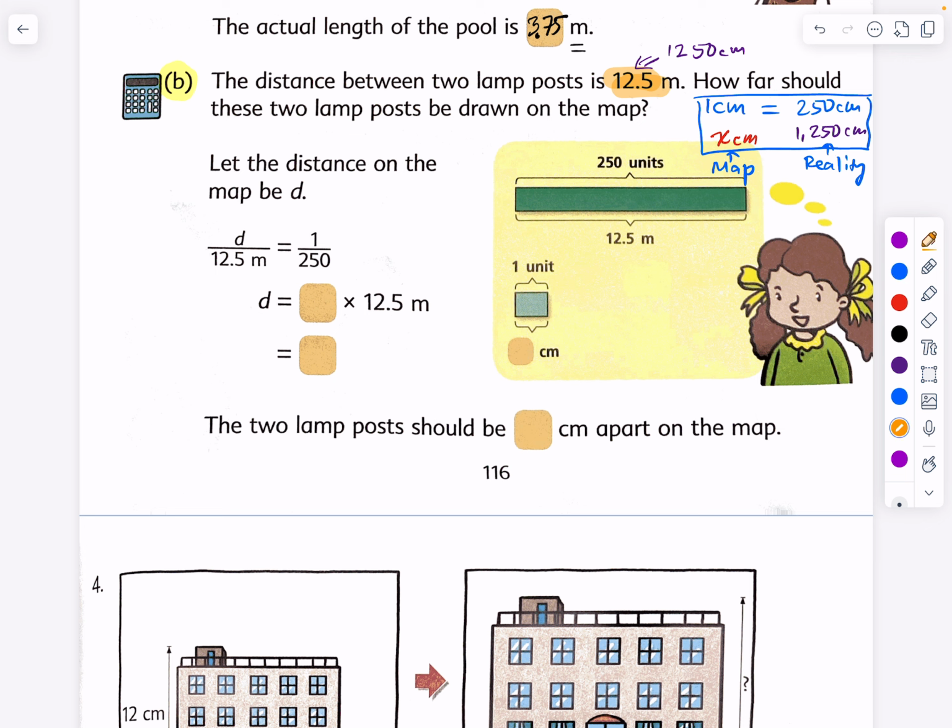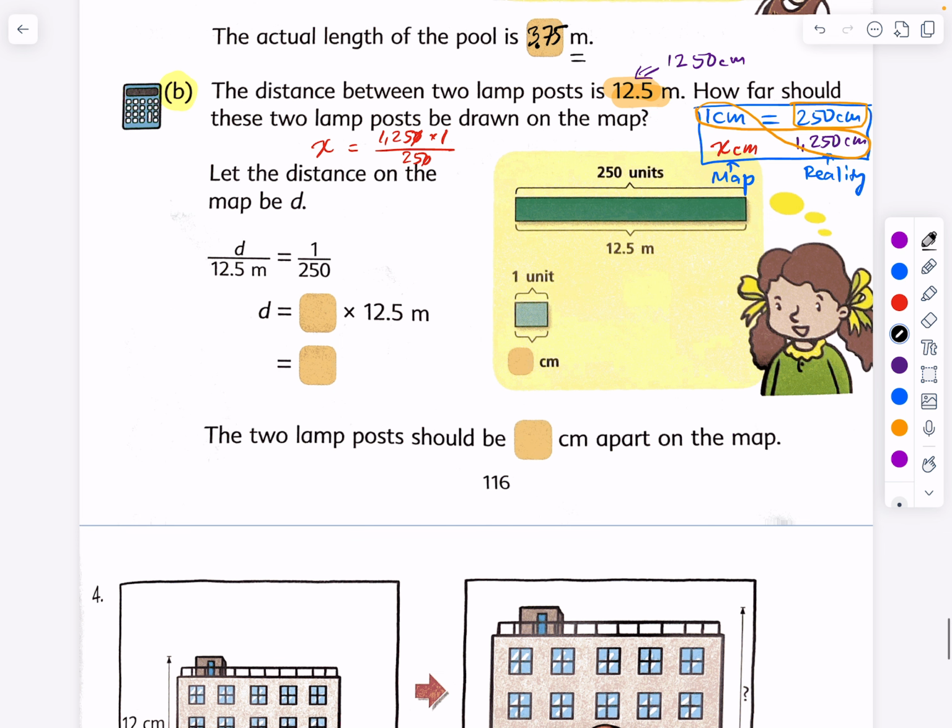So let's go ahead and use the butterfly method. Again, we multiply diagonally what we know and divide by the third quantity. Let's write it out. So we would write it out as x equals 1,250 times 1 divided by 250. Of course, we can cancel out because we know how to solve fractions. And 125 divided by 25 is 5 centimeters. So x, that means the distance on the map, is 5 centimeters.